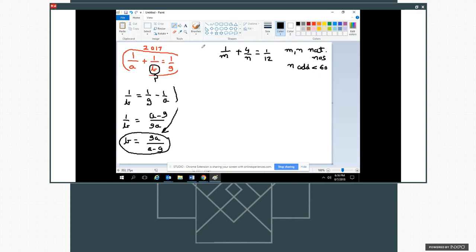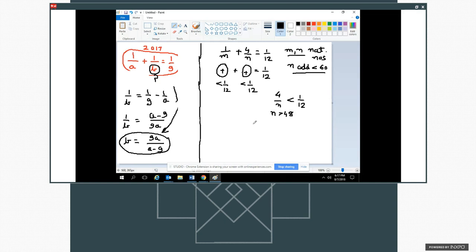Now I just want you to see the parallelism between these two questions and the solving process. So when you look at this question, 1 by m plus 4 by n is equal to 1 by 12, m and n are natural numbers, n is odd and less than 60. The first thing you realize is that we are in a positive plus positive situation, and that should add up to 1 by 12. So naturally, both these values should be less than 1 by 12 each. And if 4 by n has to be less than 1 by 12, n should be greater than 48, because if you put n as 47, 4 by 47 will be greater than 1 by 12. And if you add the limit that n is odd and less than 60, you realize that n can only have 6 values.